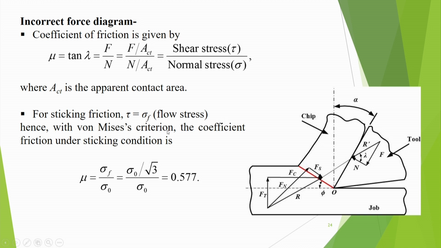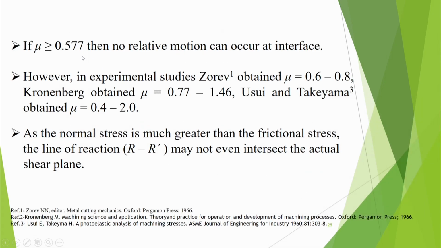With the von Mises criterion, the coefficient of friction under the sticking condition is mu equal to sigma F by sigma 0. Sigma 0 is the yield stress, and sigma F is the shear stress, that is sigma 0 by root 3. So it comes out to be 0.577. If mu is greater than 0.577, then no relative motion can occur at the interface, that is the point.